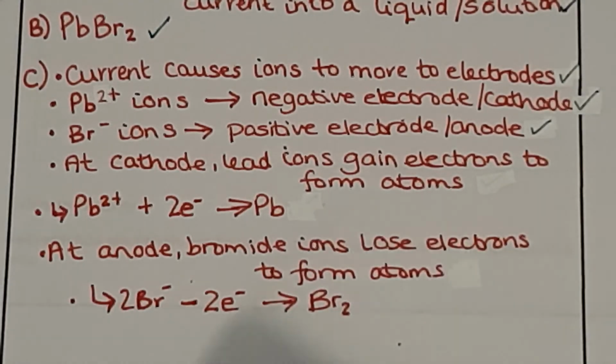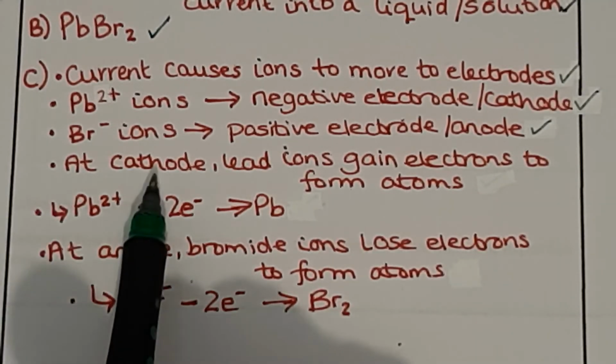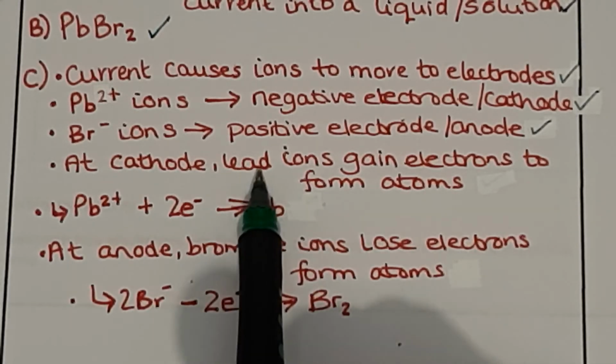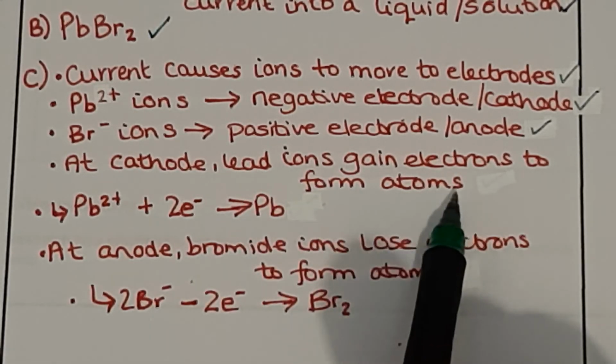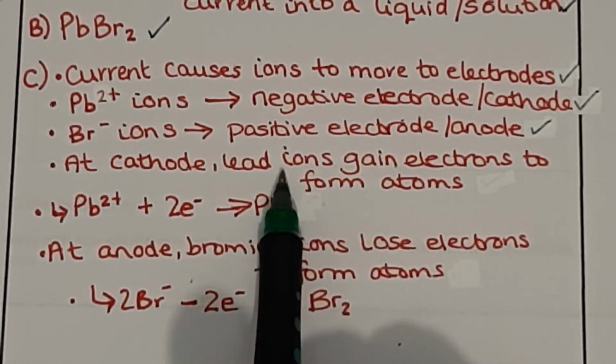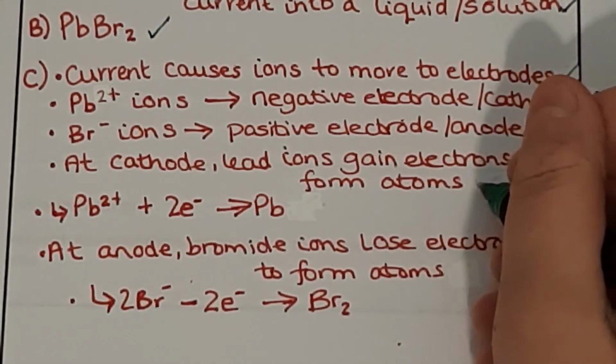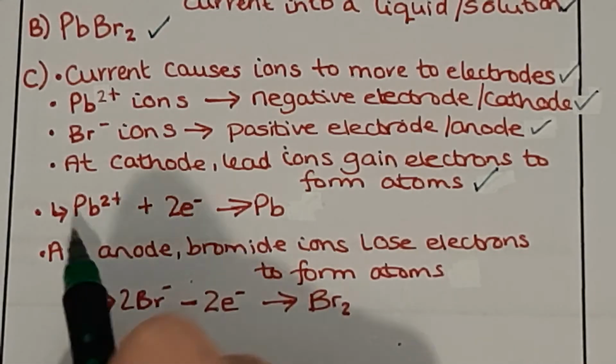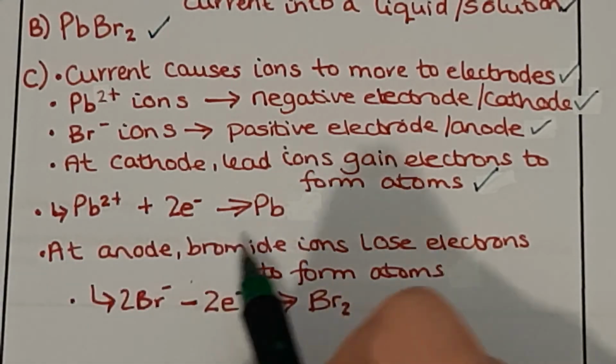So at the cathode, remembering that cathode is the negative electrode, those lead ions, which are positively charged, are going to gain electrons to form atoms. So if you've written something along these lines about lead ions gaining electrons to make atoms, or neutral atoms, then you can have a mark. If you've written this as a half equation, so Pb2+ plus 2e- turns into Pb, you can have another mark.